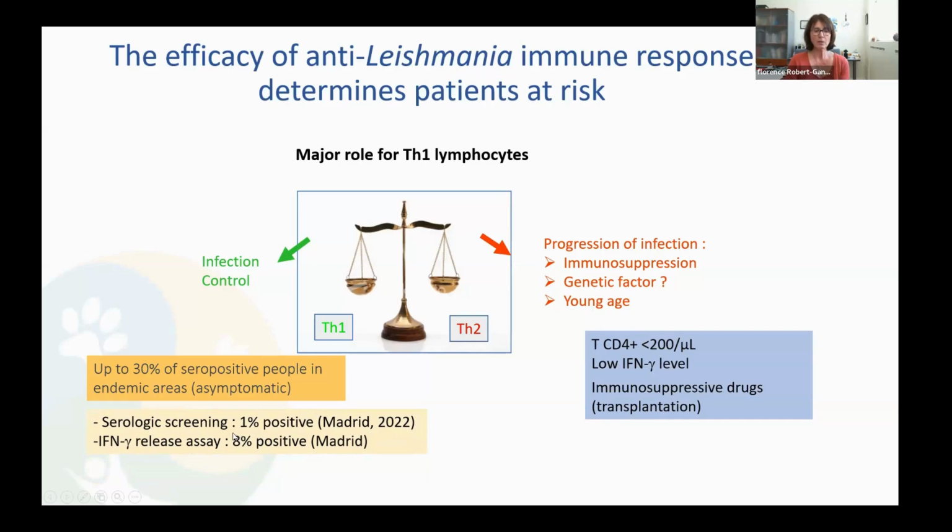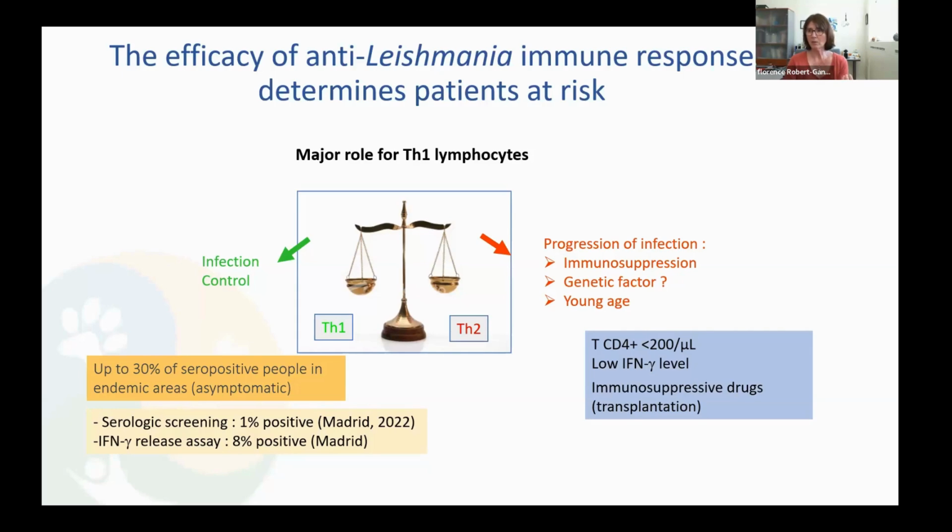And when living in town, there is a lesser chance to get infected than in a big town. And despite that, 1% of the population was positive, and 8% of the population was positive using a more sensitive test, which is the interferon gamma release assay.